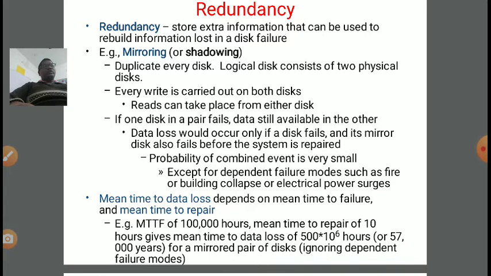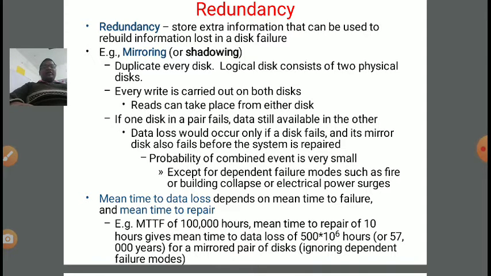So if we are storing the information at some extra places, then it is called redundancy. Okay. Example, mirroring or shadowing. What happens in mirroring? In mirroring we duplicate every disk. Now a logical disk consists of two physical disks. Every write is carried out on both the disks. There are two disks, one is the duplicate and one is the original. And every write is carried out on both the disks.